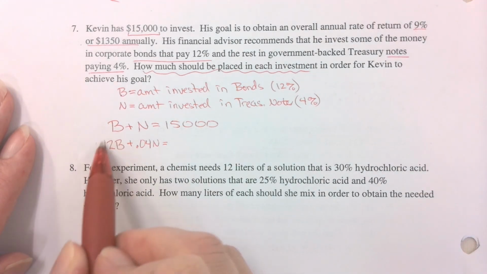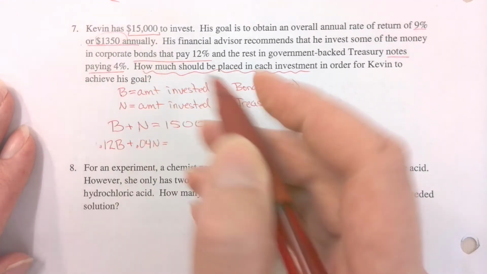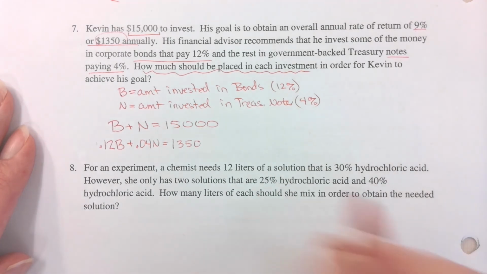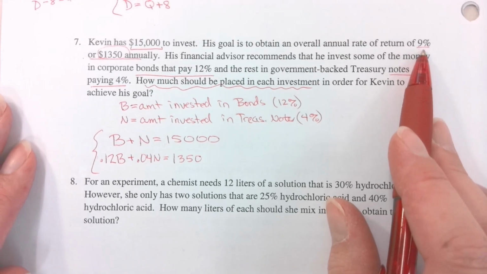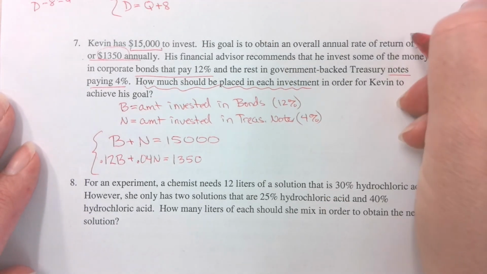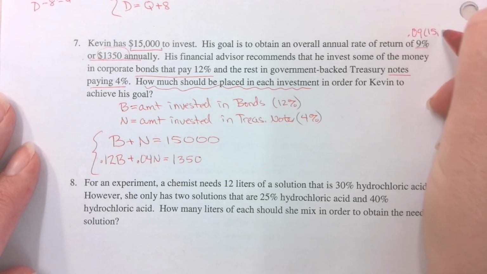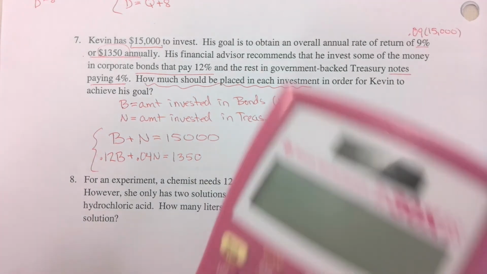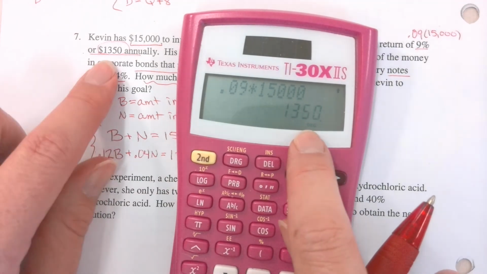So this is the interest off the first account, interest off the second account, and it's going to be a total interest amount of $1,350. All right, so I really didn't need that 9%. That was extra information. However, if I take 9% of the original investment, I will get that same interest. So if I take 9% times $15,000, I will get the interest of $1,350.